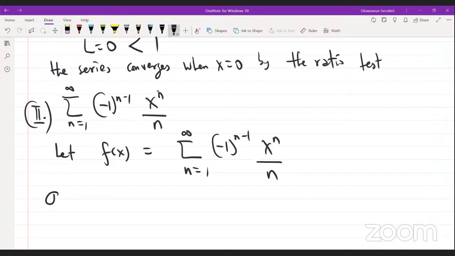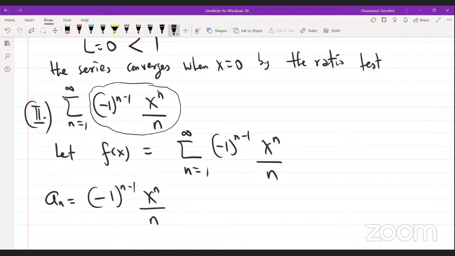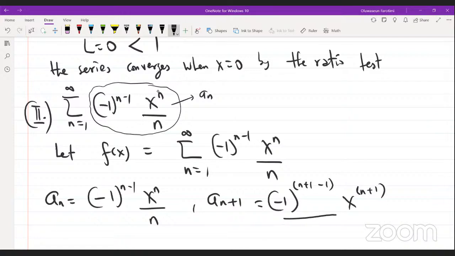Okay, so what is my a_n? Negative 1 to the power of n minus 1, x to the power of n over n. You have your a_n, which is the whole of this guy. Remember that always. This is my a sub n. What is my a sub n plus 1? That means wherever I have n, go ahead and plug in n plus 1. So this guy is negative 1, then you have n plus 1 minus 1. This is x to the power n plus 1, all divided by n plus 1.